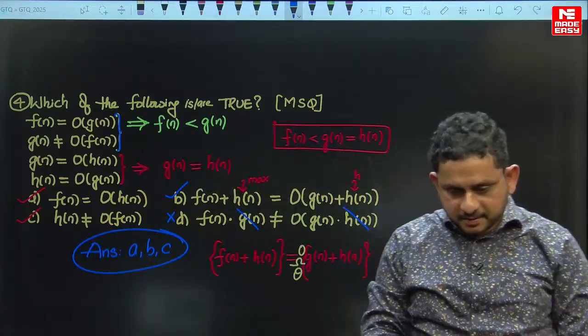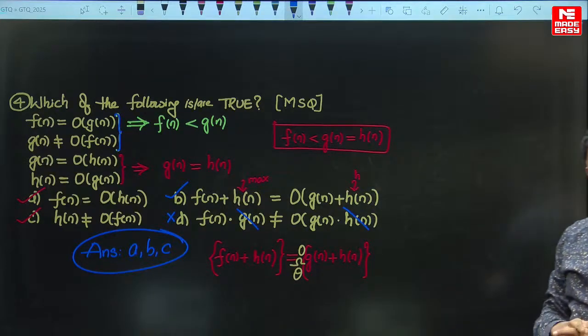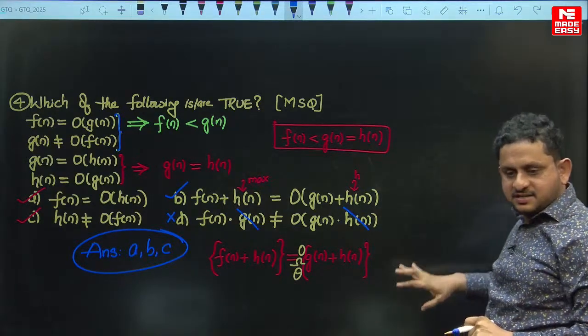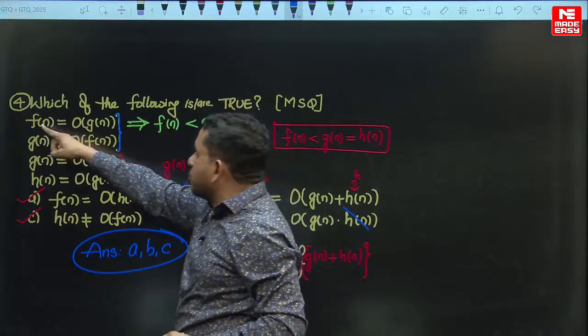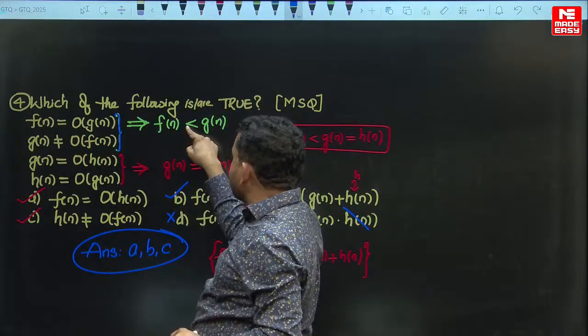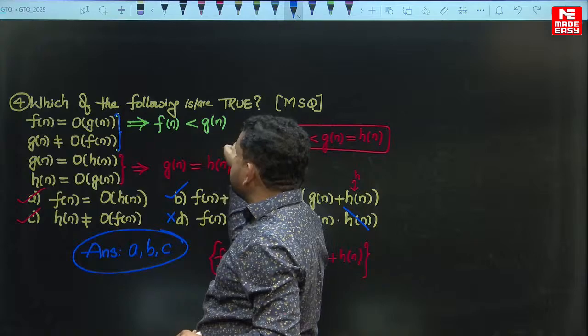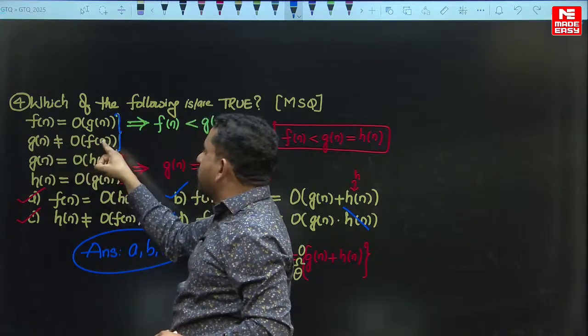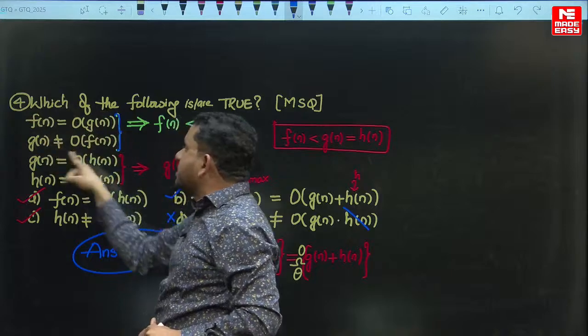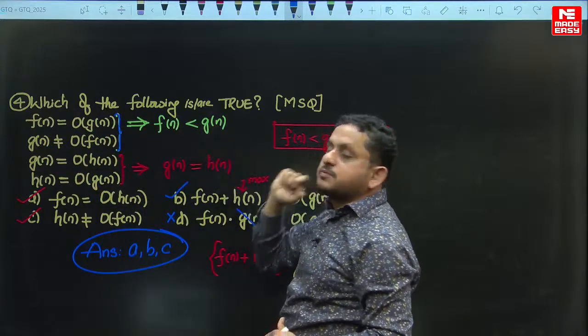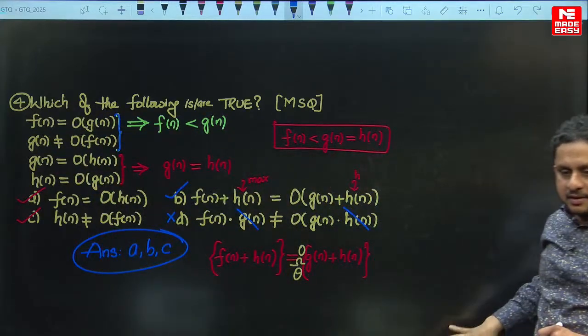So overall, if it is only f of n big O of g of n, it might mean f of n less than or equal to g of n, but g of n is not big O of f of n. So because of the overall conclusion of these two conditions, f of n is asymptotically smaller than g of n, right?